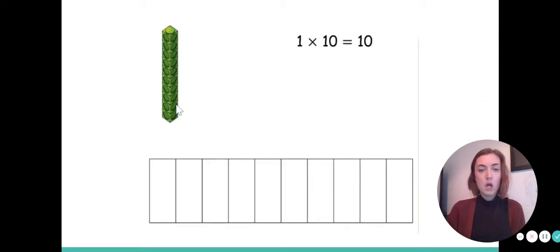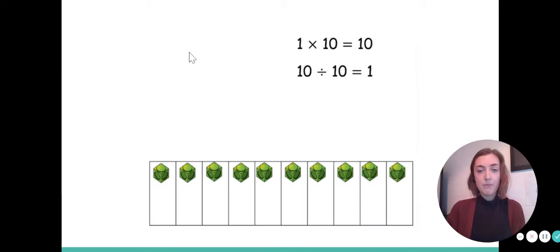Here I have one group of 10 cubes, and I can write that as 1 times 10 is 10. One lot of 10 equals 10. I'm going to use these cubes to now work out a division sentence. So here I've made 10. And now I'm going to divide that between 10 groups. I've shared it between 10, and that has given me 1 cube in each group. So 1 times 10 is 10. But if I then divide that 10 into 10 groups, I get 1 cube in each.